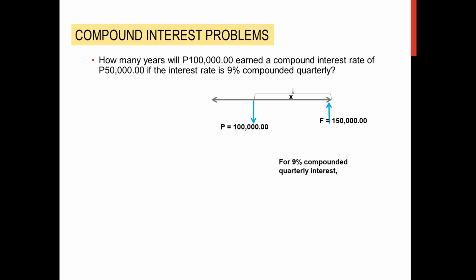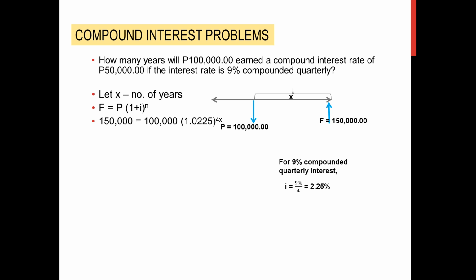And for 9% compounded quarterly interest, 9% will be divided by 4. That would yield 2.25%. And then let x be the number of years, putting up that formula. Substitute 150,000, 100,000, and then 1.0225, or 1 plus i, raised to 4 times x. So 4 times a year multiplied by the number of years, x.